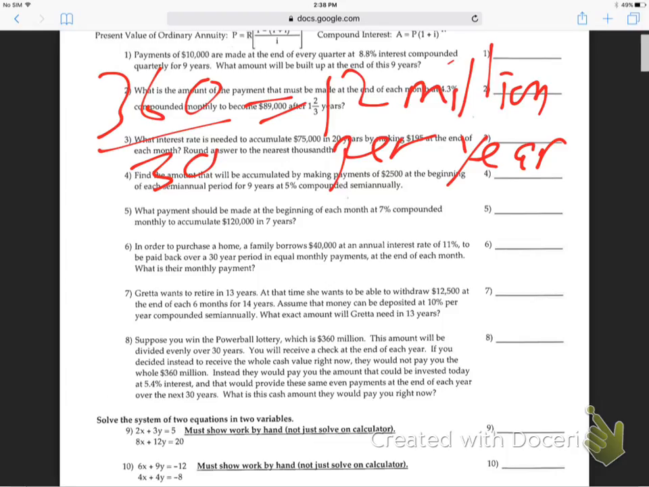All right. You'll receive a check at the end of each year. Yeah, right. 12 million a year for 30 years. If you decided instead to receive the whole cash value now, what does that sound like? Pile now. Present value. They would not pay you the whole thing. Instead, they would pay you an amount that could be invested today. They'd pay you some amount that you could put in the bank at 5.4% interest and provide the same amount of payments at the end of each year for the next 30 years.